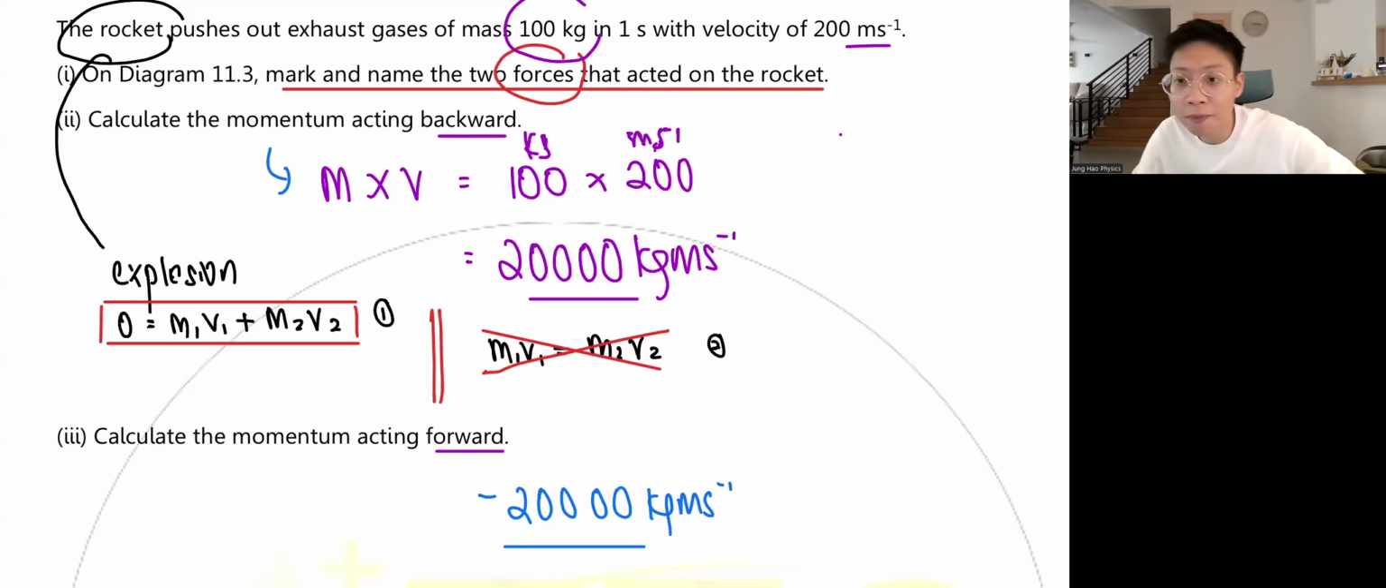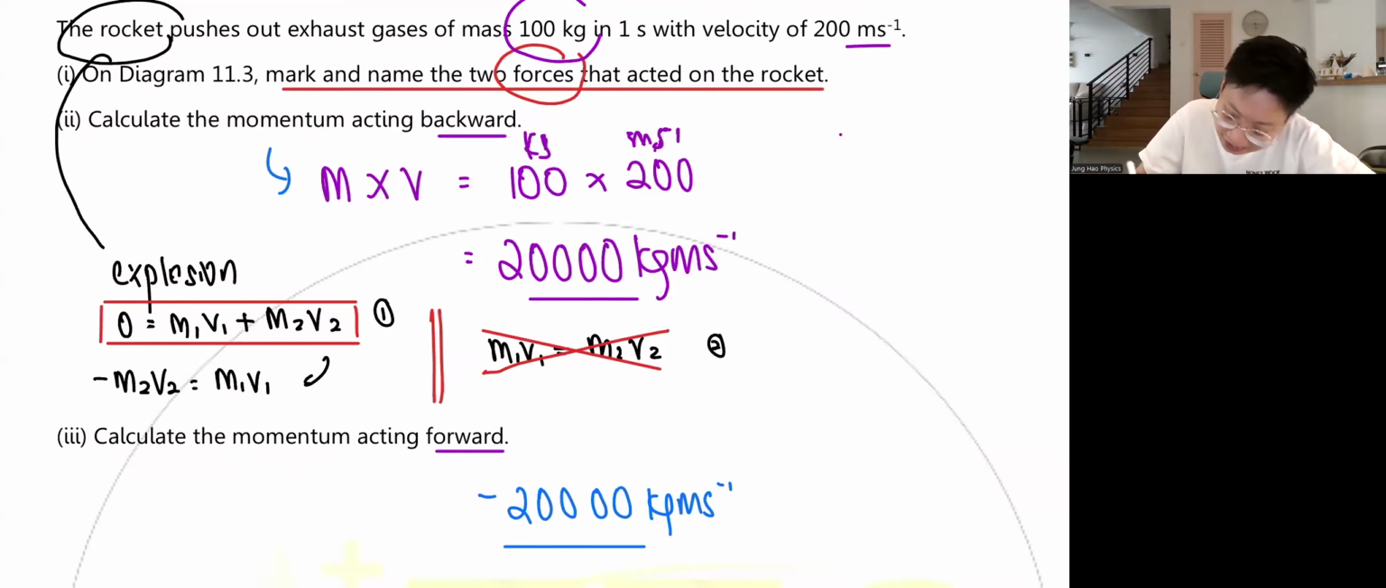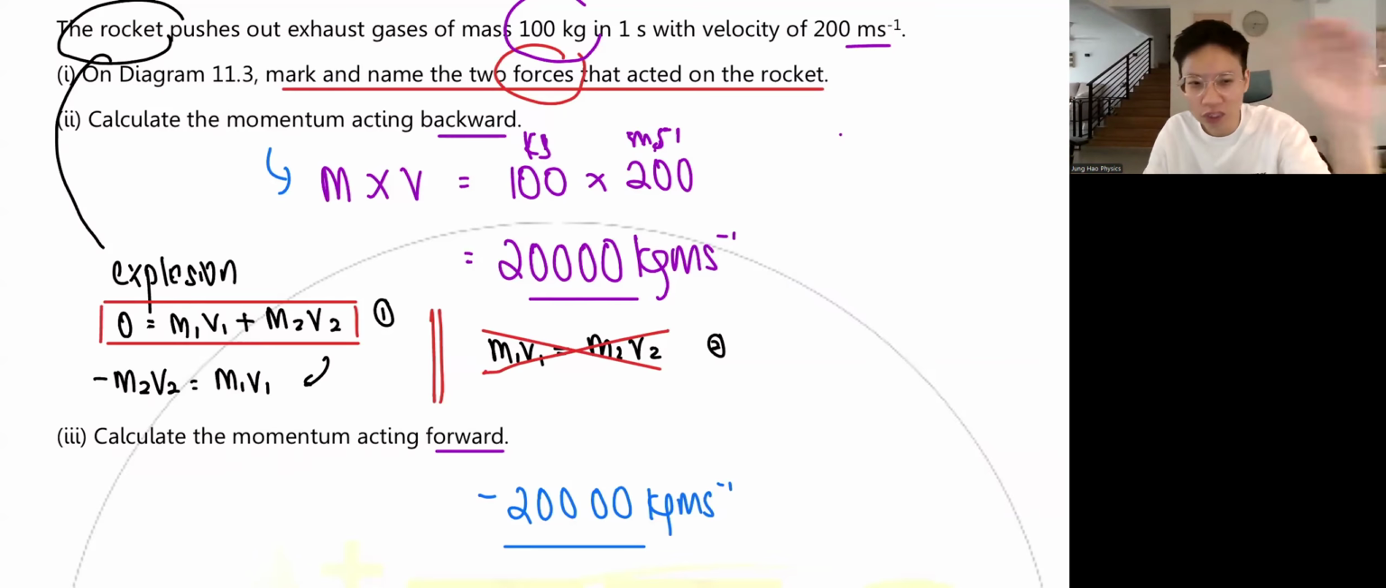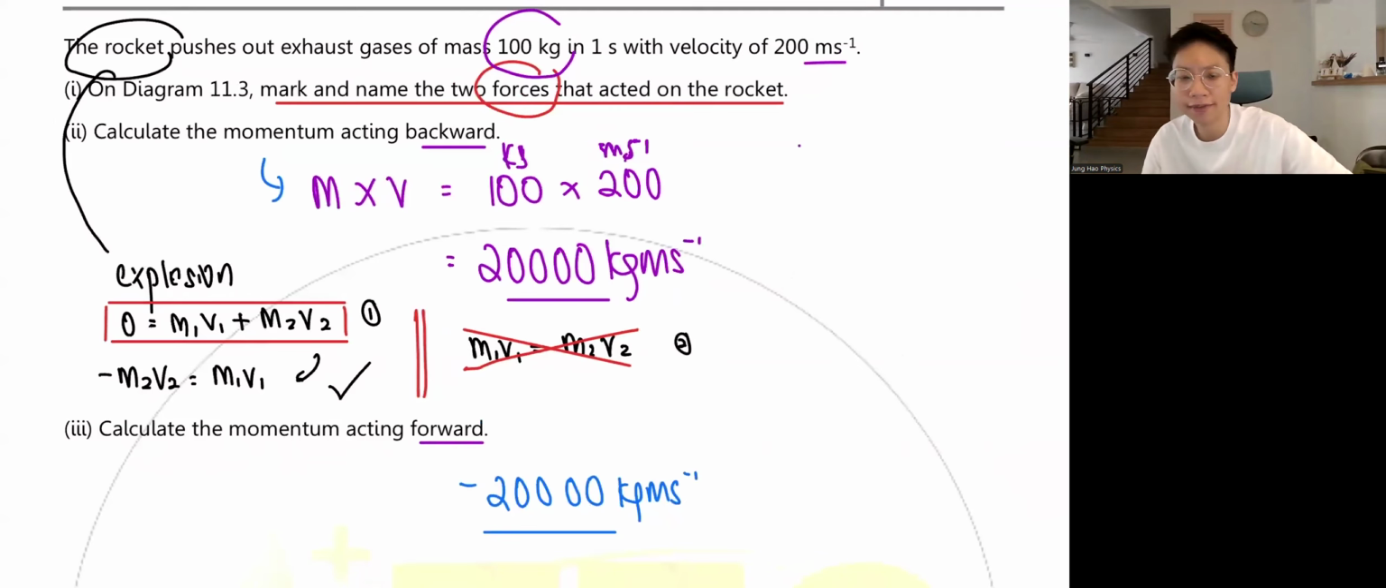But of course, some people say, teacher, what if I do it this way? What if I use negative m2v2 equals m1v1? These two are the same. You move the m2 to the other side, you get negative. So, Megan, your teacher is using number 1, because of the negative. Okay, guys, I can tell you, if your teacher uses this method, I would think that your teacher is a very good teacher.